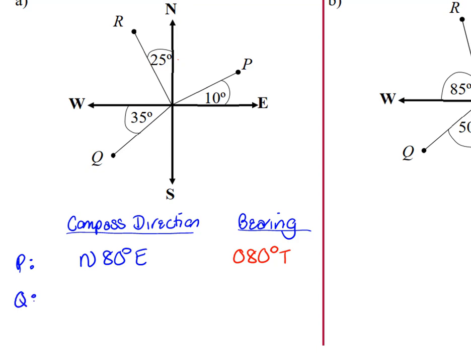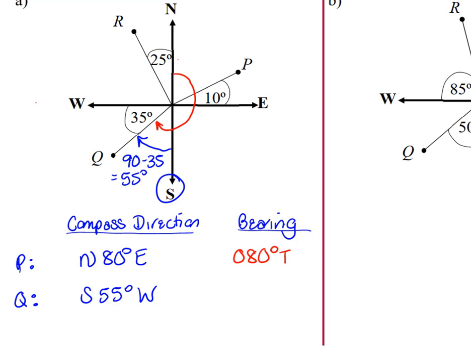Okay, so now let's do Q. Q is closest to south, and we need to go from south towards west. So we need this angle here, which is going to be 90 minus 35. So that's 55 degrees. So we start at south and we go 55 degrees towards west. Now for the bearing, we're starting at north and we have to go all the way around. Now we know that 3/4 of the way around is 270 degrees. So one option is we can go 270 minus the 35 and we get 235 degrees. Our other option is to use the angle we just found and know that the straight line's 180 degrees and we have to go an extra 55 degrees. So either way will get you that 235 degrees.